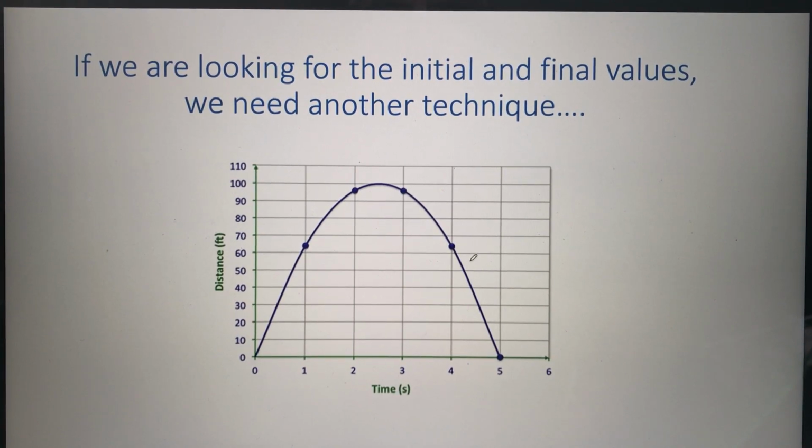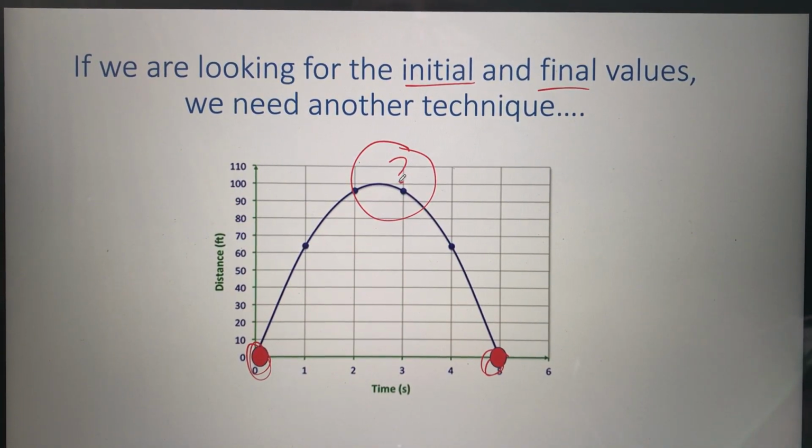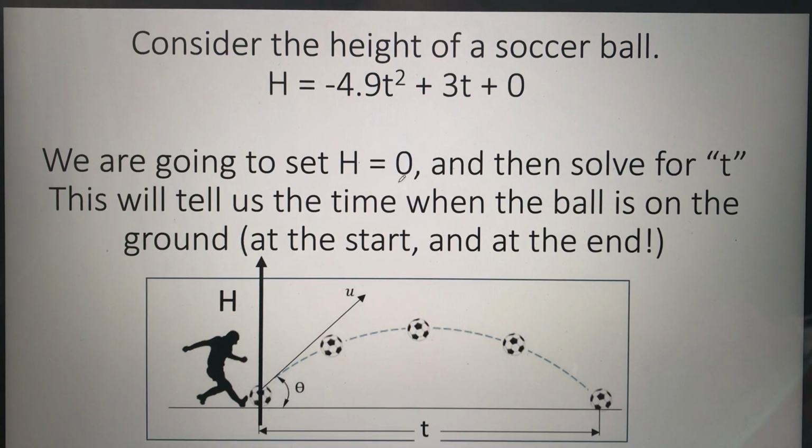If we're not looking for the vertex, if we're looking for the initial and final values, so this value down here and this value down here, and we don't need to find the vertex, then we don't need to complete the square. We need to find another technique. So let's try an example here.